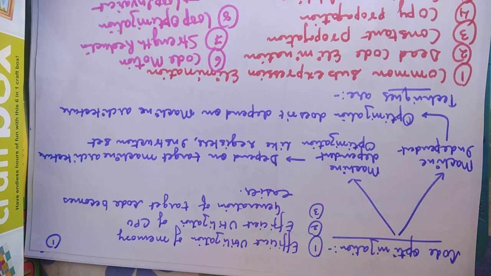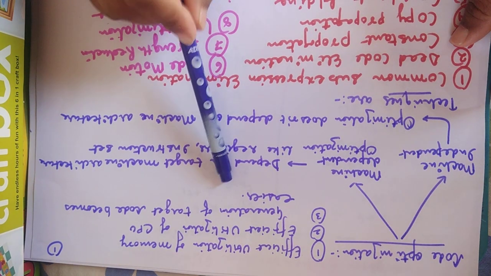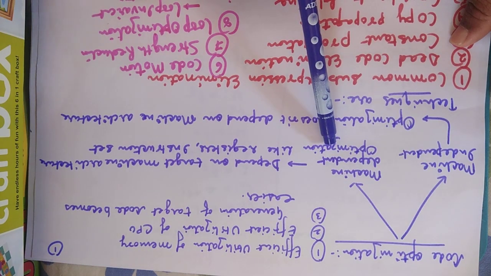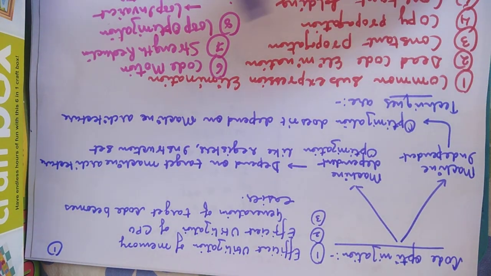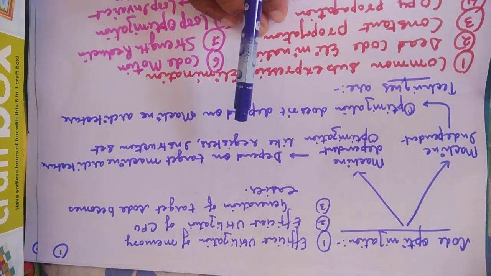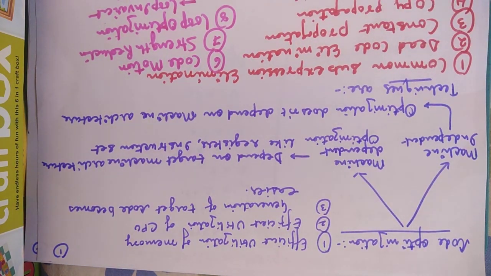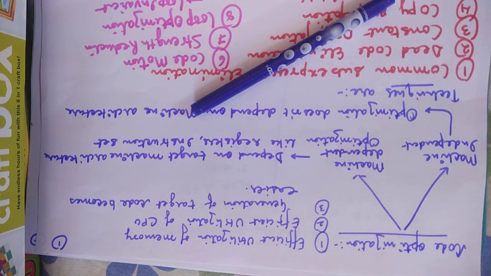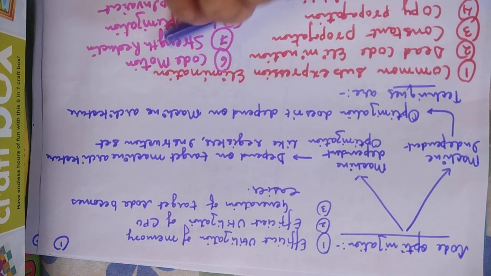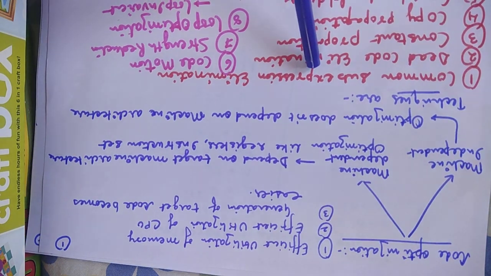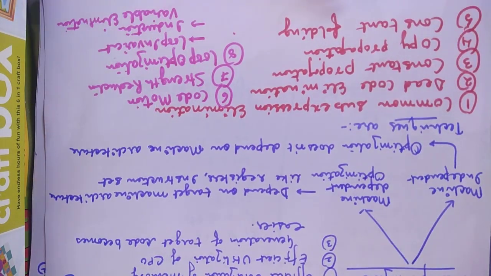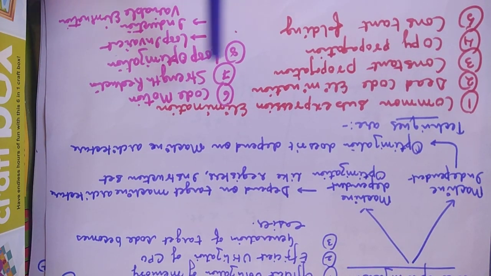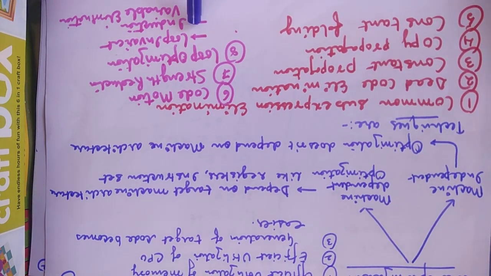So what we discussed today: the meaning of code optimization, why we perform it, the categorization of code optimization techniques, and machine dependent code optimization. These are the machine independent techniques: common subexpression elimination, dead code elimination, constant propagation, copy propagation, constant folding, code motion, strength reduction, and loop optimization.